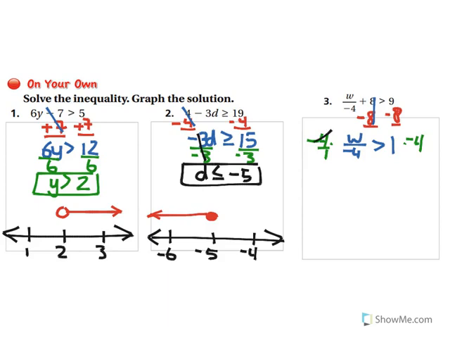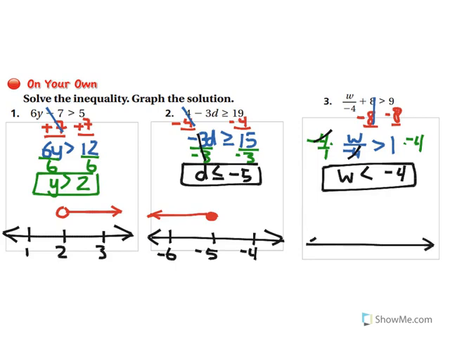And by doing that, the negative 4 is canceled, giving me a w. 1 times negative 4 gives me negative 4. Now, since I multiply both sides by a negative, I have to flip my inequality sign, giving me w is less than negative 4. And I'm going to go ahead and graph this now. I have negative 5, negative 4, negative 3. And I can go ahead and make this an open circle and to the left because it's less than.